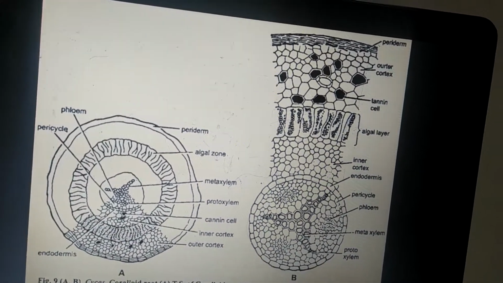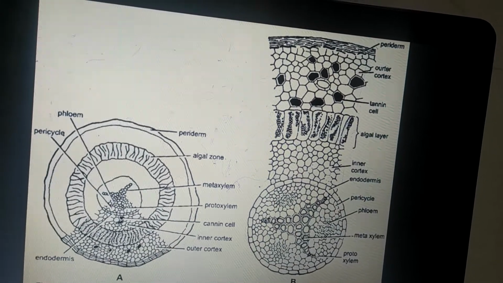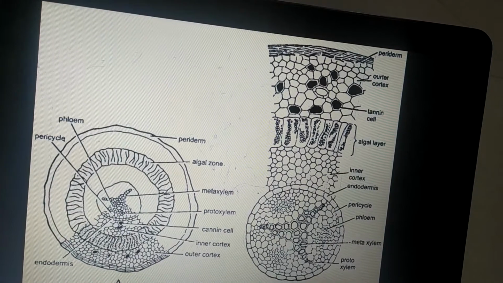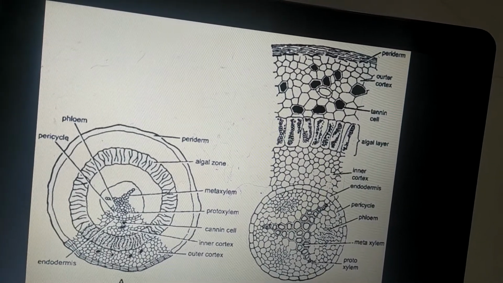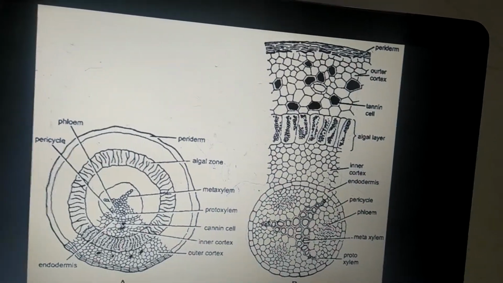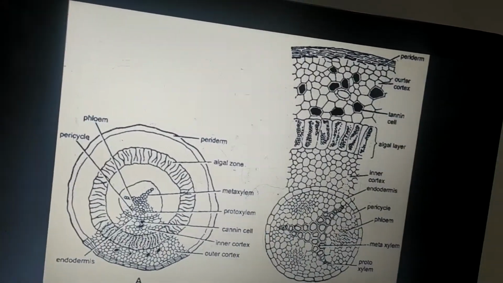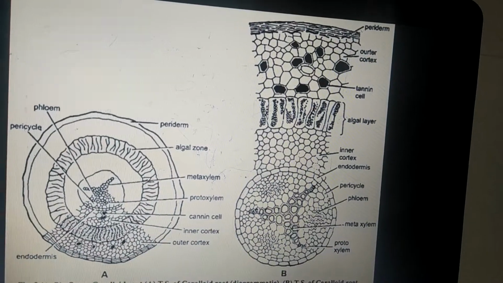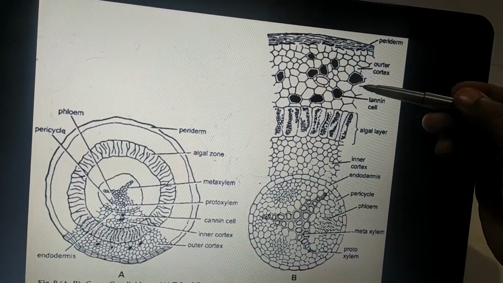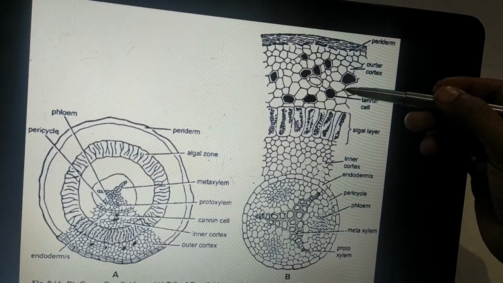These are elongated, thin-walled, loosely connected cells occupied by blue-green algae like Anabaena, Nostoc, Oscillatoria, and even some bacteria like Azotobacter and Pseudomonas. These microorganisms are available over here. And what is the role of these? They are going to fix nitrogen. And the outer cortex also contains deposition of tannin.